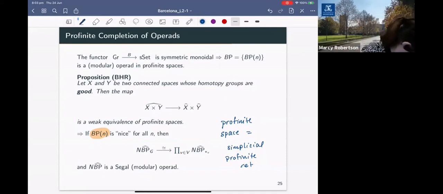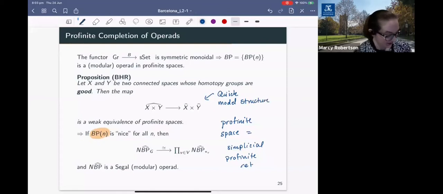Yeah, so we use the notion of weak equivalence due to Quick. I guess I should have mentioned that, the model structure there. This is the Quick model structure on profinite spaces. But it's certainly possible that there is a different way to deal with this problem.